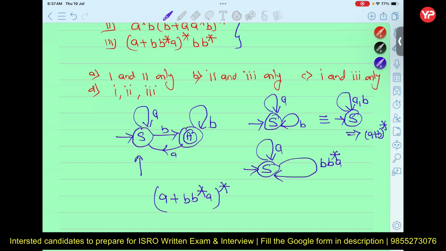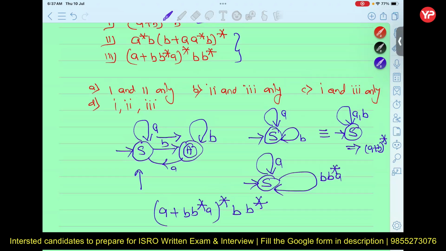So after covering the things, we are at state A. But anyhow, if you want to accept anything, you have to reach the final state. And what is the path for the final state? B, then B star. That is the longest path. B, B star. So can you check it? The option C, is it the same? Yes, option C is the same. That means we resolved the loop at state S.